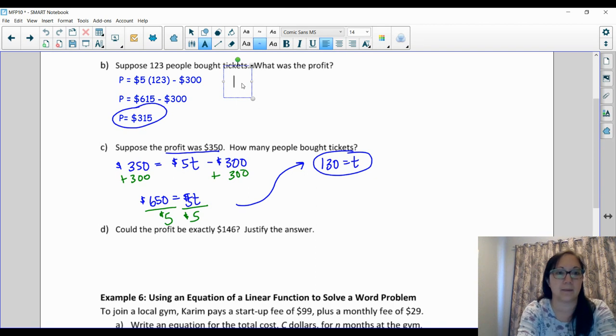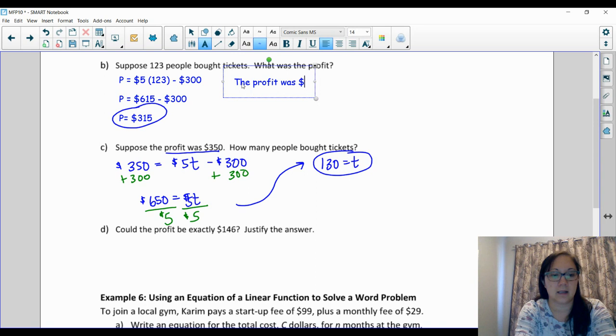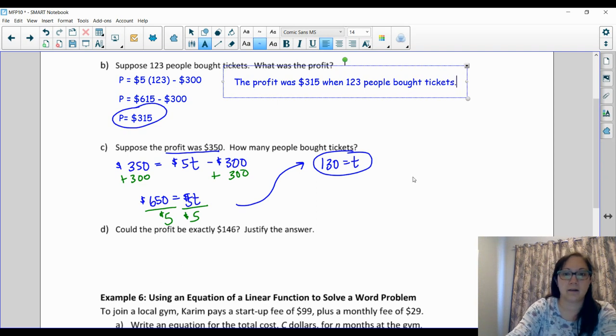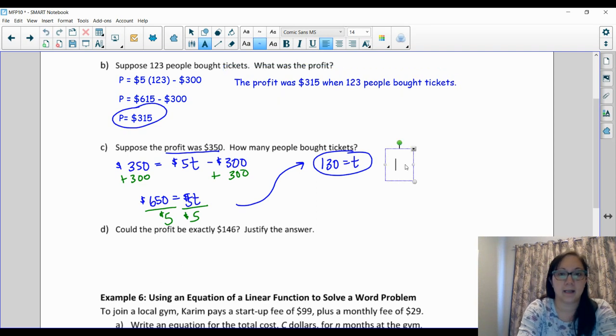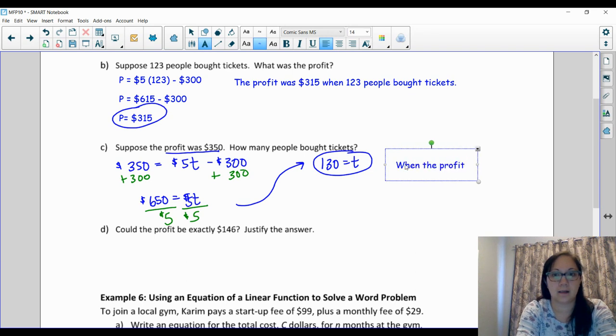But it did ask us in words, so we should probably have answered these both in words. So back to B, I'm going to say the profit was $315 when 123 people bought tickets. And down here, when the profit was $350, that means 130 people bought tickets.